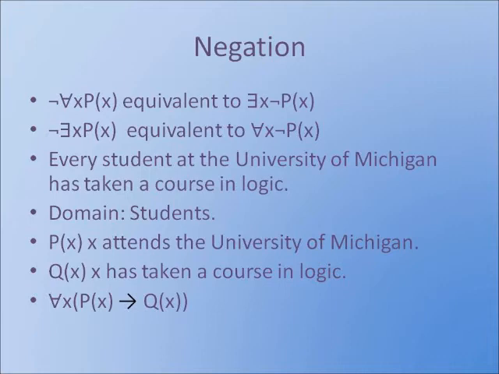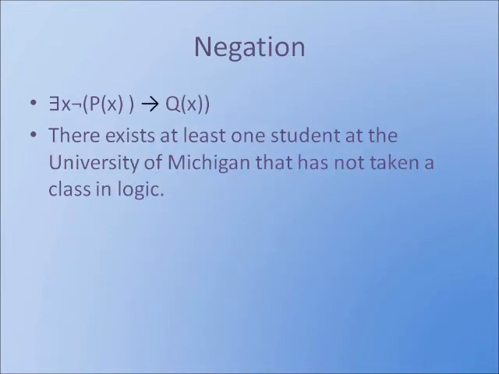This negation makes sense because if you state that every student at the University of Michigan has taken a course in logic and you find at least even one student that hasn't, then, yes, that's right, one. We only need one. There needs to exist at least one x, such that someone goes to the University of Michigan yet has not taken a class in logic, and that will make the negation of the for all statement that we had previously.